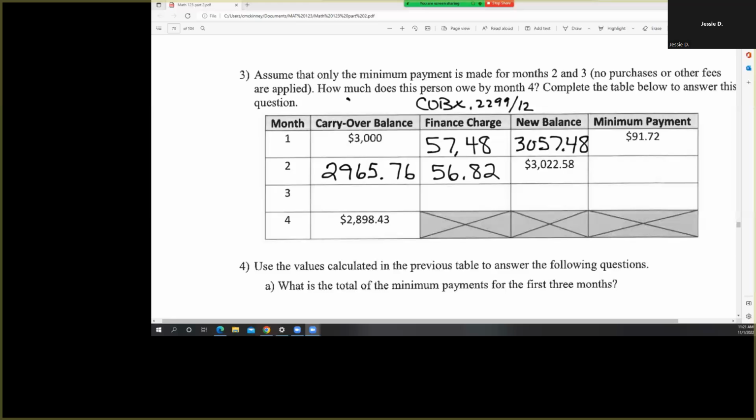And then now, if I add my carryover balance and my finance charge, I should get the new balance. And that number is already there for us as a checkpoint. So we can confirm that we have our other two things right if they add up to 3,022.58. 90.67. Check, look at your calculator closely. 90.68.